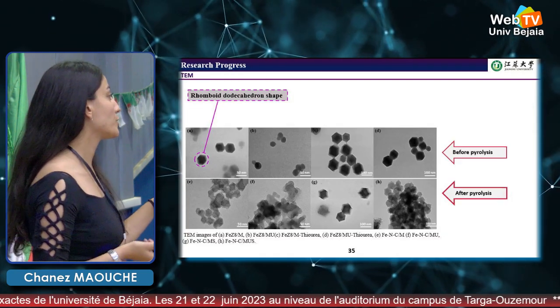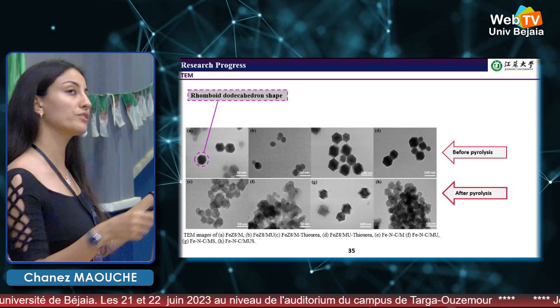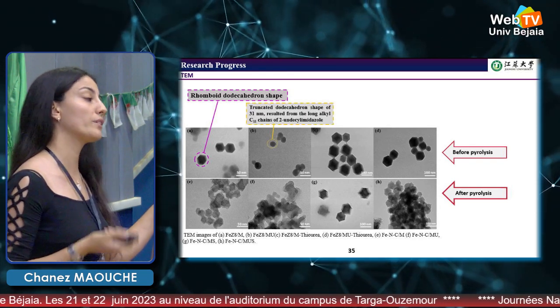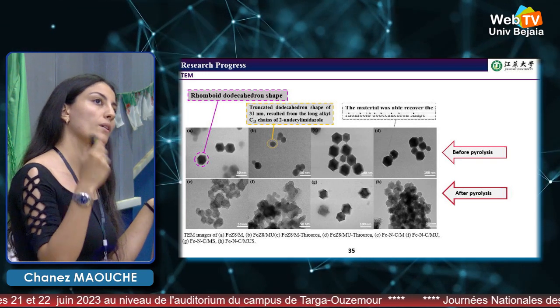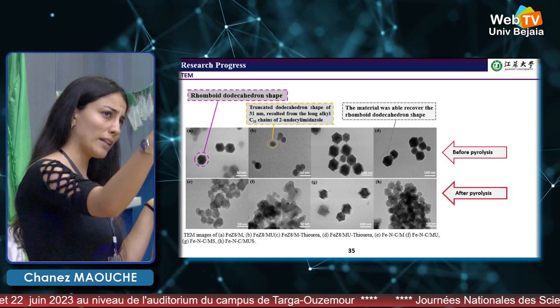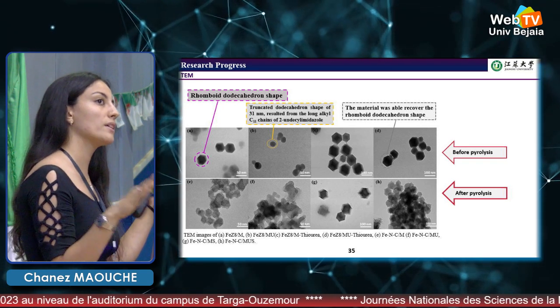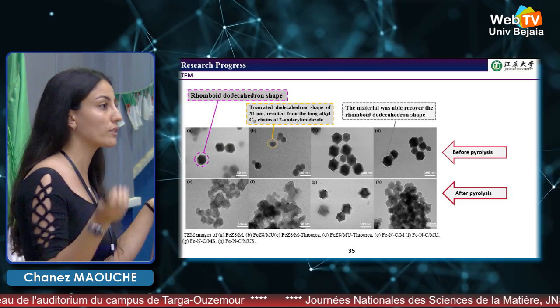The TEM pictures here show that our compound without sulfur or additional ligand has the typical shape of ZIF. After the addition of the additional ligand, the shape became more oval. But the last one, the catalyst containing sulfur and additional ligand, was able to recover its typical structure of ZIF.